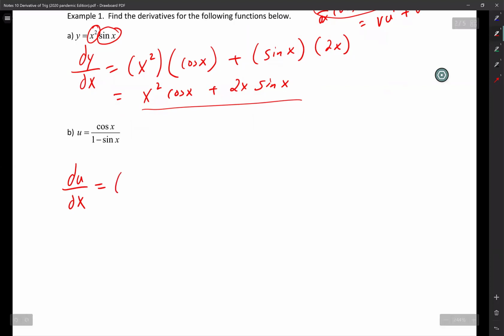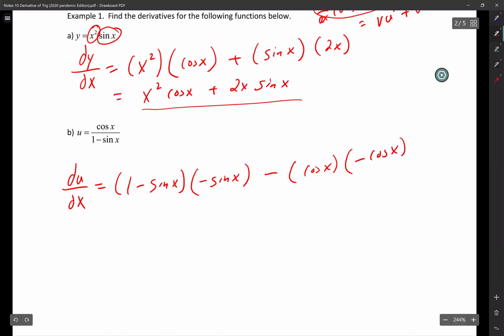Low d high, so (1 minus sine x), d high, so that means derivative of the top. What's the derivative of cosine x? Negative sine x, put it in parentheses or else it looks like you're subtracting, minus high d low, cosine x, d low, so derivative of the bottom. The derivative of 1 is 0, the derivative of negative sine x has to be negative cosine x because of the negative in the front, all over low, low, (1 minus sine x) squared.